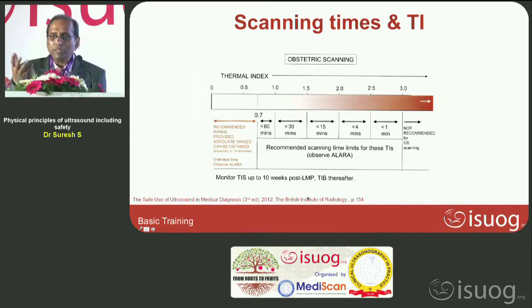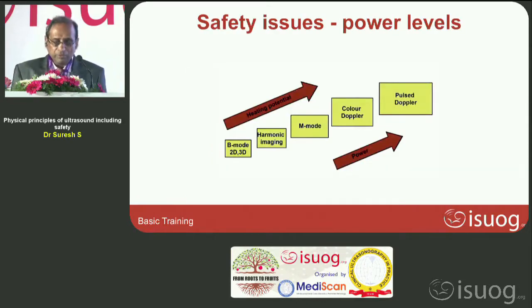And there are two things. When you see the early pregnancy fetus, let's say 10 weeks, the bones are still not yet formed, the fetus is all soft tissue, so we use the term TIS, thermal index for soft tissue, and after 10 weeks we use the TIB, or thermal index of bone, right? And when you look at the power levels, as the power increases, the heating potential also increases. B mode, 2D and 3D have the lowest power. The harmonic imaging is the next. Then you have M mode, you have color Doppler, and pulse Doppler has the highest power output. So that is why we don't recommend using pulse Doppler on an 8-week fetus to do your heart rate measurement. You use M mode instead.